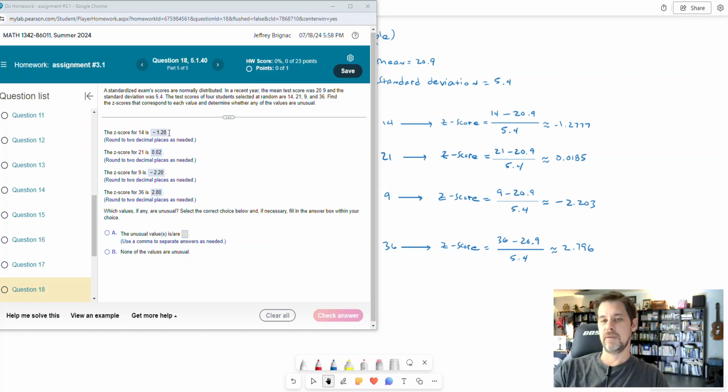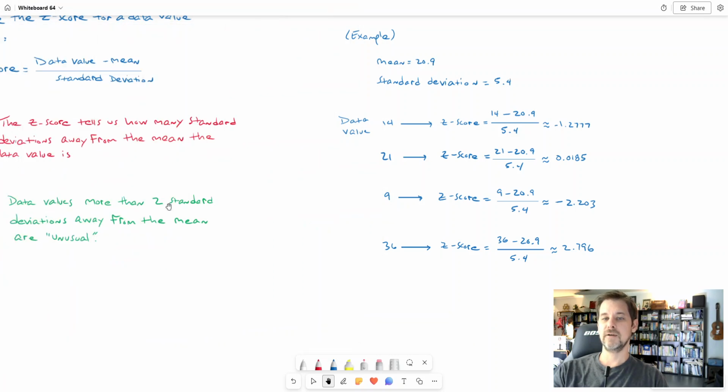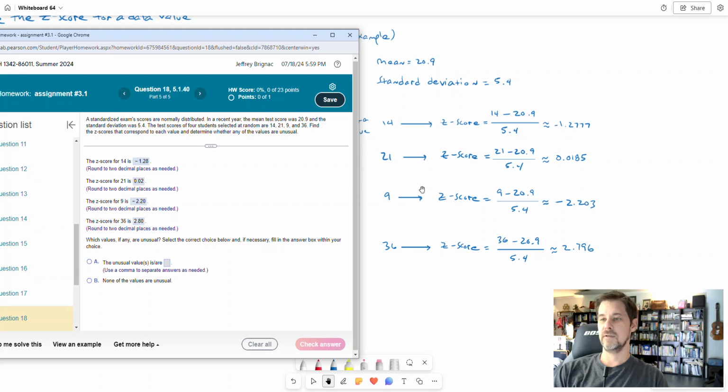Next, I entered all those values, and the next part is which values, if any, are unusual. Well, I did tell you that unusual values are more than 2 standard deviations away from the mean. That means that if the z-score is bigger than 2 or less than negative 2, it would be more than 2 standard deviations from the mean, and the data value would be unusual. So the data values that are unusual among 14, 21, 9, and 36 are 9 and 36.